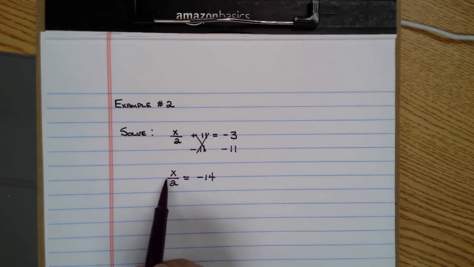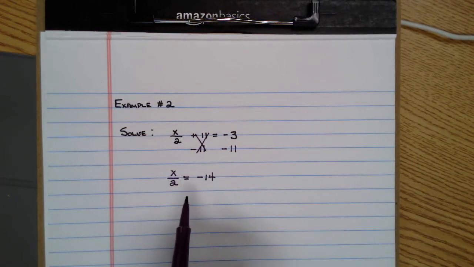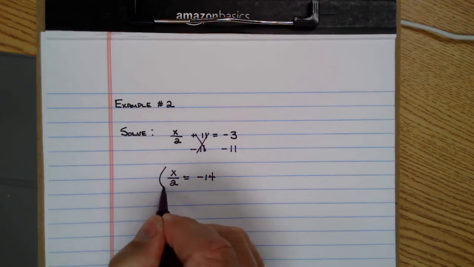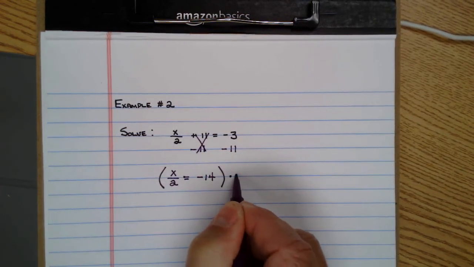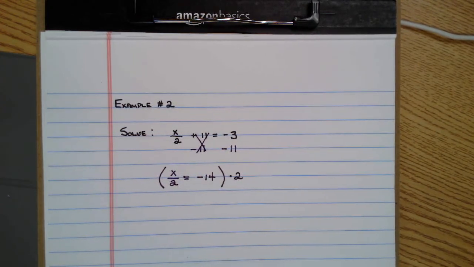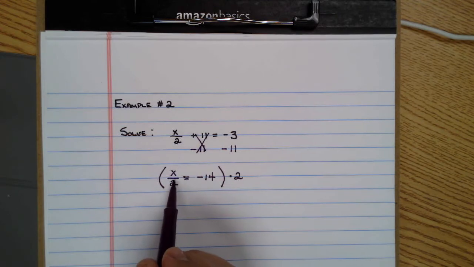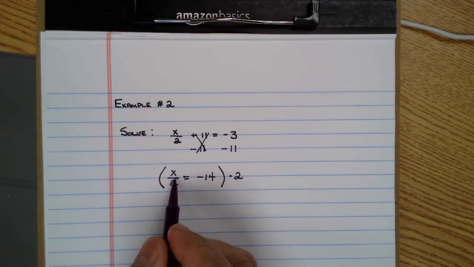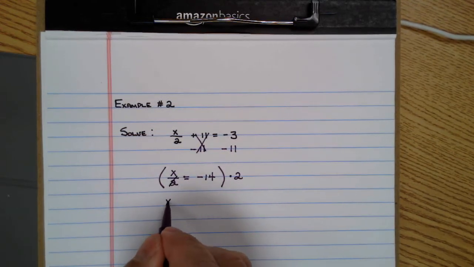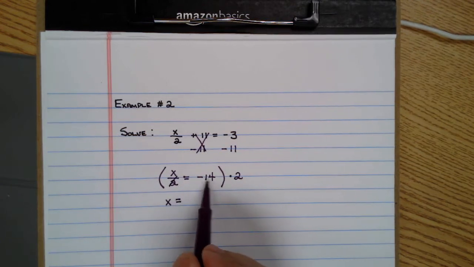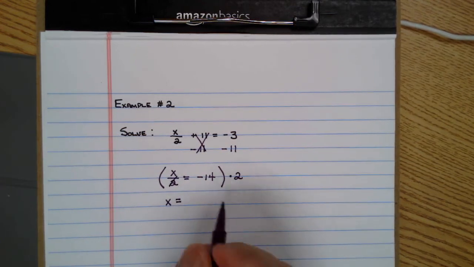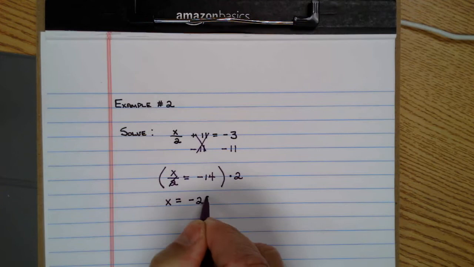Next thing I need to undo is divided by 2. The opposite of divided by 2 is multiplied by 2. And remember, this is how we're going to show multiplying to both sides. This 2 being multiplied and dividing cancel each other out, and I'm left with x is equal to negative 14 times 2, negative 28.